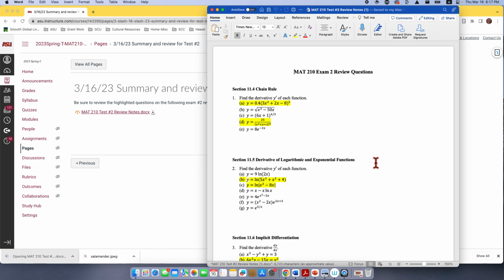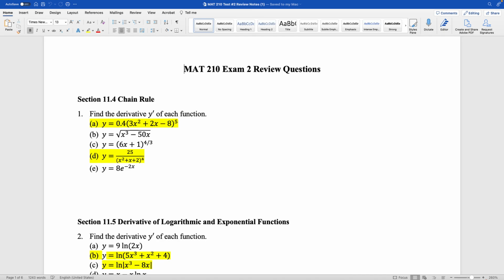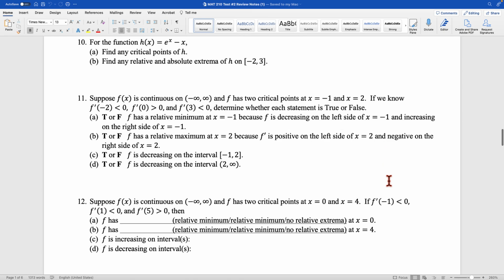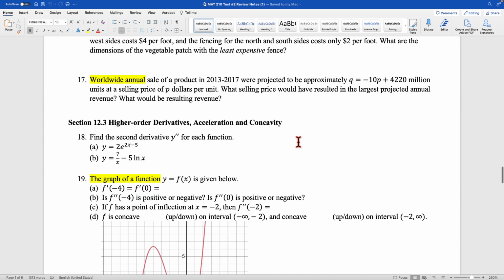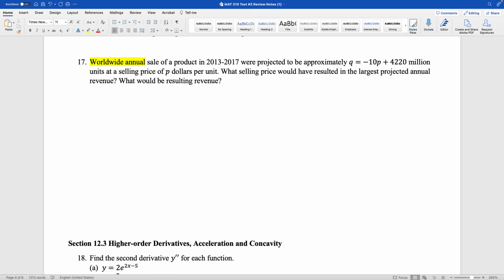What was it? It was 17 something. And I think it's a pretty important concept too, business-wise. So this is 17. And I'm just going to give myself some room here. Okay, so you can see why it's got this Q for quantity. This is a worldwide annual sale of a product projected to be approximately Q equals that, in million units, at a selling price of P dollars. So if you give me the dollars, we can figure out how many are sold, right? That would maybe get you thinking of elasticity of demand because of the way it's set up. The one in the test, there's another way, but notice what the question is about: what is the largest projected annual revenue, right?